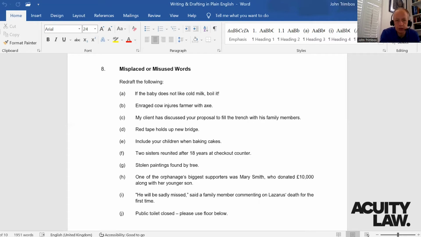Depends on how twisted your sense of humor is. So, like the first one, if the baby doesn't like cold milk, boil it. Well, if you boil the baby, it will stop complaining. But I really don't think that's what we mean.